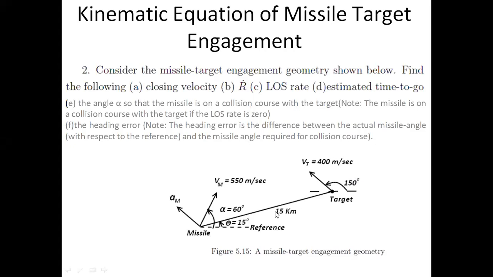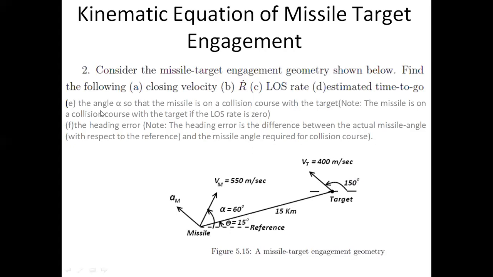But here 15 is in kilometers and your closing velocity was in meters per second. So you need to convert this kilometer into meters. It will be 15,000 divided by 650, whatever it was. So 15,000 divided by 650 is equal to time to go in seconds.